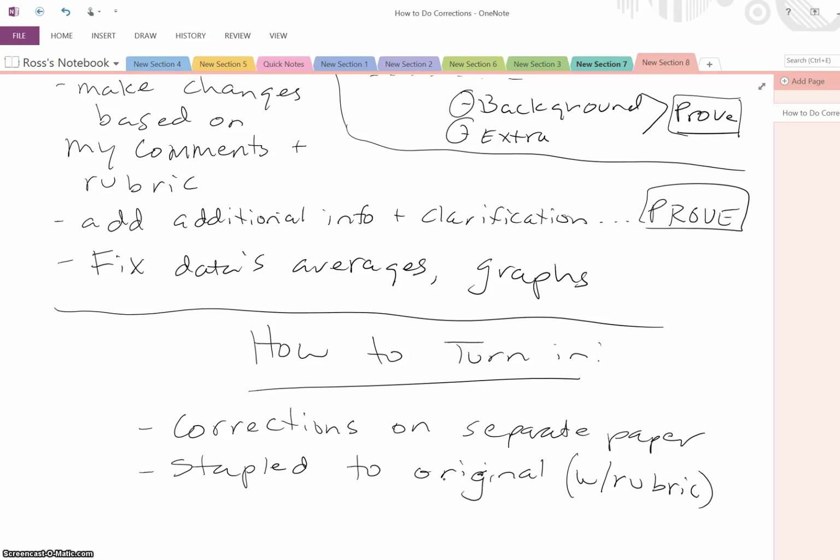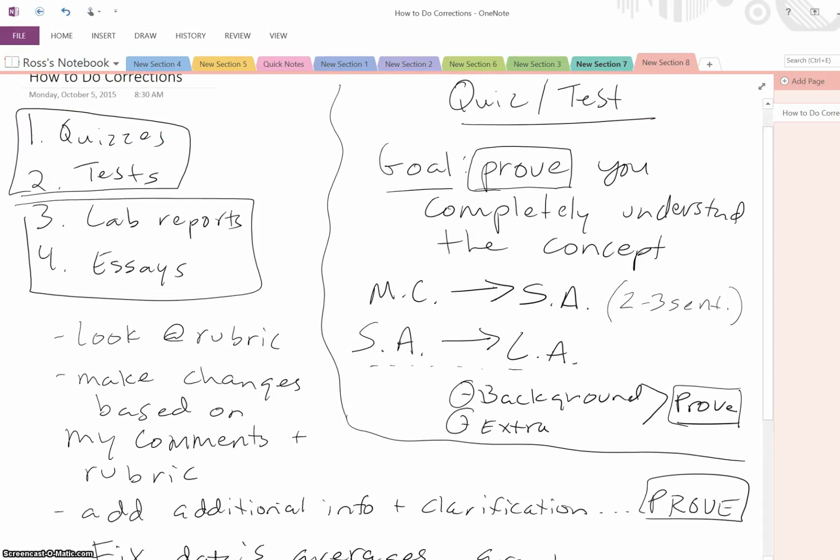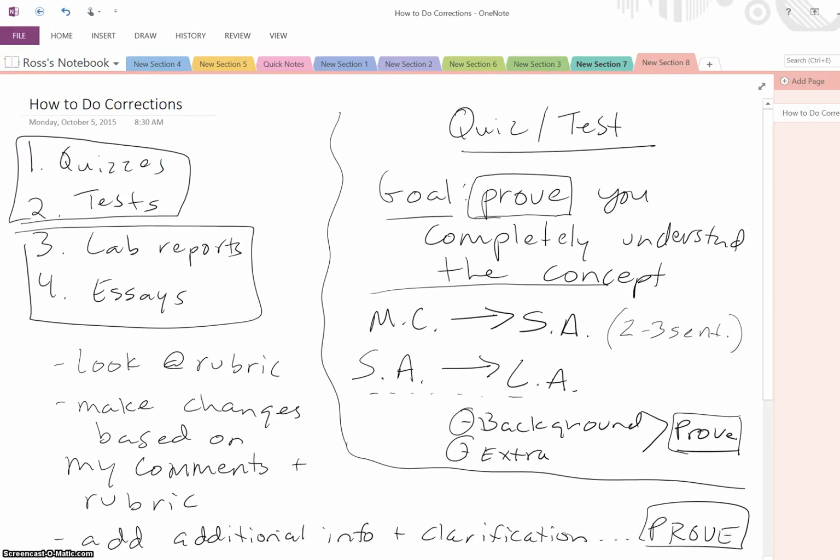So here we have gone over how to do quiz corrections. Essentially, your goal that you should remember is you want to prove to me that you totally understand it. This should be a lot of work. This should not be easy. You can earn up to half of your points back. Right? So if you start out with a 50, you can earn back up to a 75. That's a lot of points back.